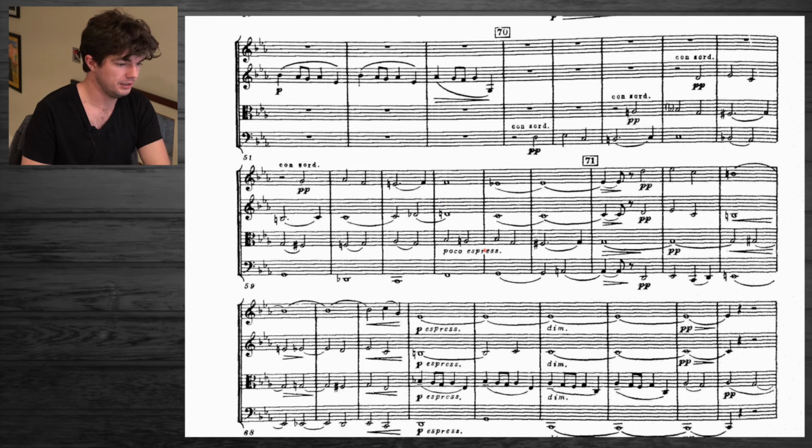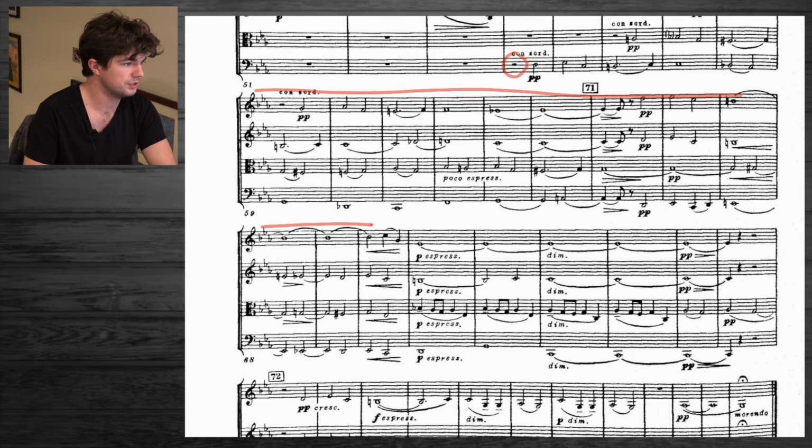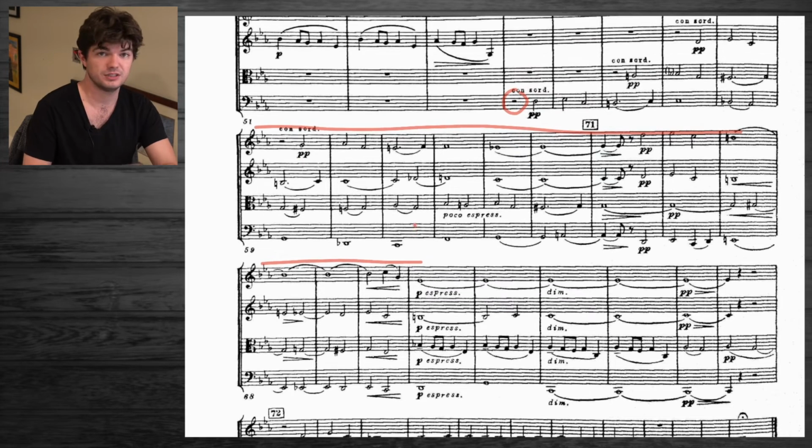At rehearsal 70, after a half bar of silence here, we hear the beginning of the first movement unfold again, this time with mutes and only very slightly altered. And this whole stretch of music, all the way up to measure 71 here, this is all the exact same as the very beginning of the first movement.